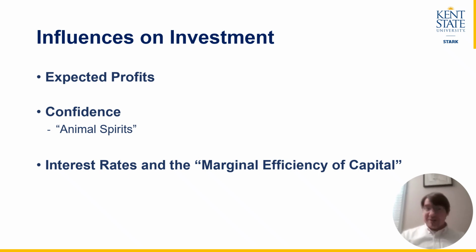And that depression leads then to an economic depression. The third factor would be interest rates and what we call the marginal efficiency of capital. Right, so the marginal efficiency of capital is the question of how much return can you get from investing in a piece of capital. And what Keynes suggests is that investors are going to look at that marginal efficiency of capital and compare it to the interest rate.